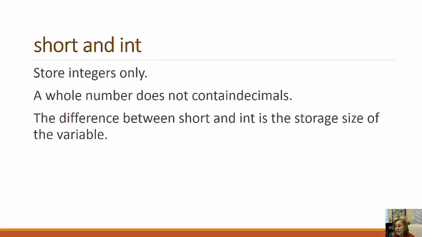Short and integers, which are all int, which stands for integer, are also built-in data types. They store only integers, which are whole numbers. It cannot contain a decimal. The difference between short and integer is the storage size of the variable. Short stores shorter numbers than an int variable type. In your book on page 56, it will list how many memory bytes are required if you use short or integer. Standard practice in this class is to use int for whole numbers.